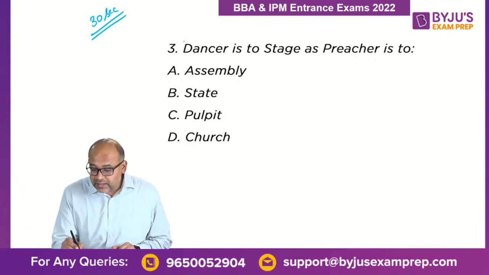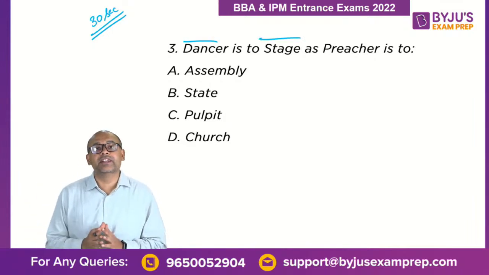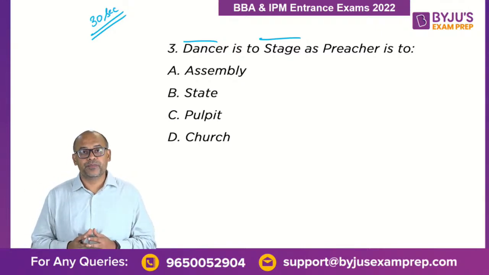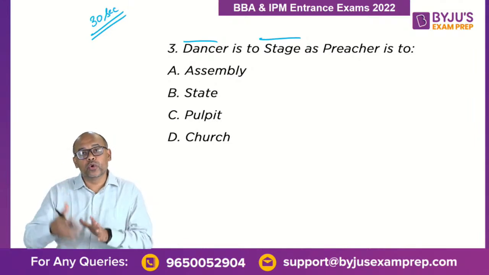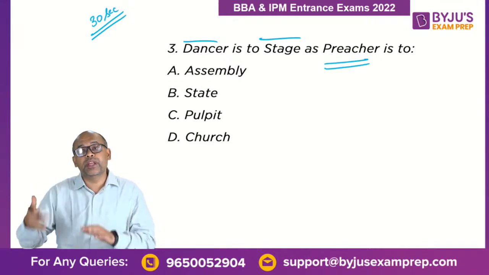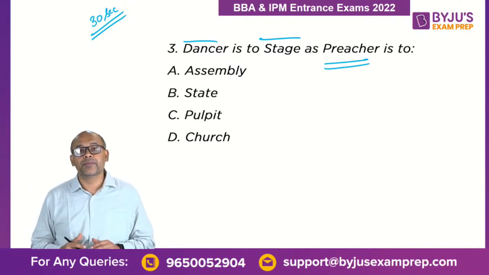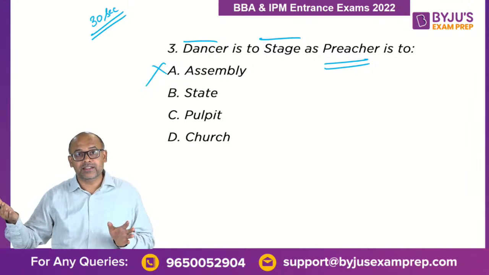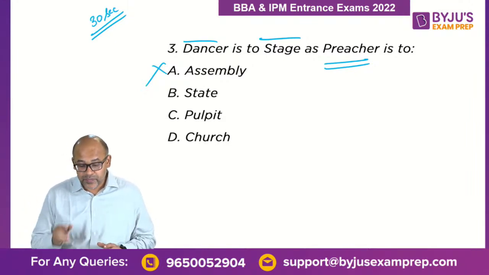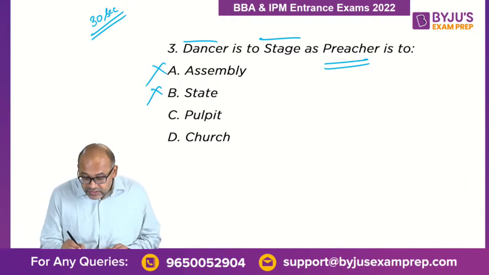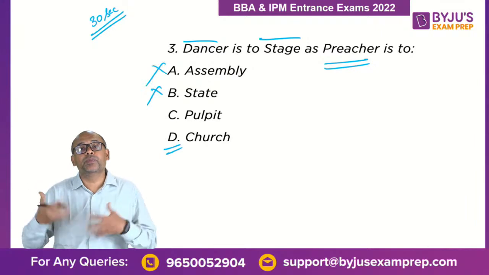Guys, dancer is to stage. So first of all, how are they connected? A dancer performs on top of a stage. So the dancer, he or she, goes and performs on a stage. A preacher has to preach on top of something. That's how the relation should be. Now, if you look at assembly, a dancer will not climb on top of an assembly, right? So that is anyway not correct. State, obviously it is wrong, it's nowhere connected. Now, church and pulpit: a preacher is a person who preaches.